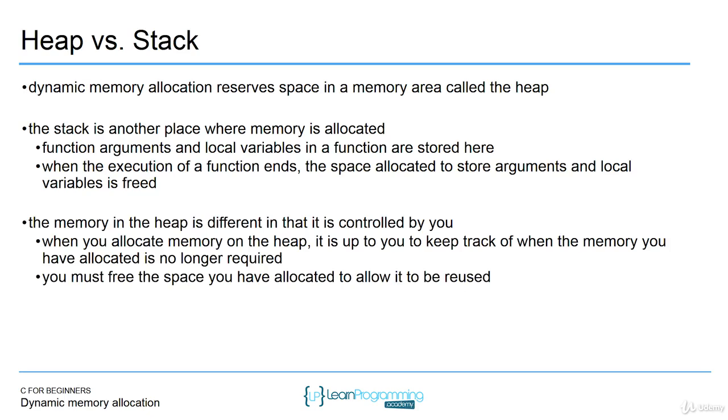When you allocate memory on the heap, it's up to you to keep track of when the memory you have allocated is no longer required. So you have to delete the memory. You have to free the space when it's no longer used by you. And this is important because memory is a very, very scarce resource, right? Today we have a lot of memory that you can run on a computer, 12 gigs, 16 gigs, whatever it is. But for programs that are embedded running on devices, you don't have that much memory necessarily.